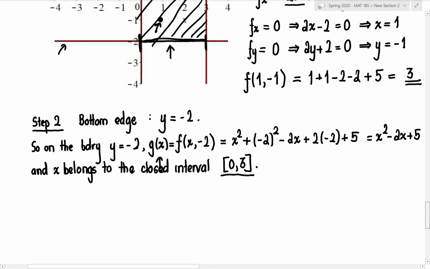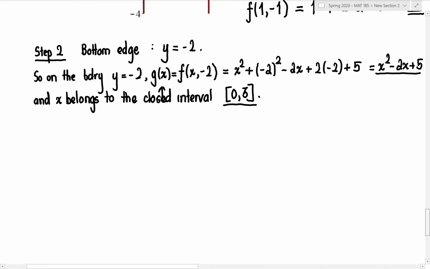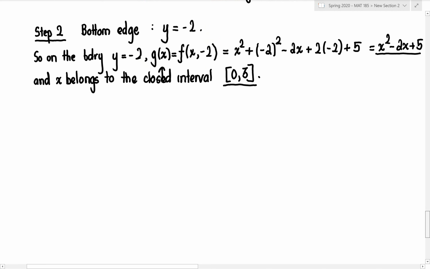So we have a nice enough function, a polynomial, on a closed interval. Wouldn't it be nice if we had a method of finding the max and min of a single variable function on a closed interval? This is exactly the closed interval method we discussed last class. So we're going to apply the closed interval method.